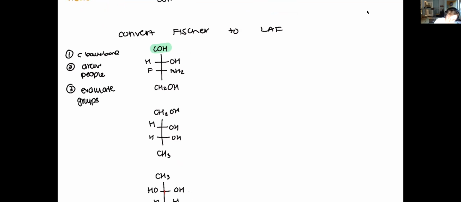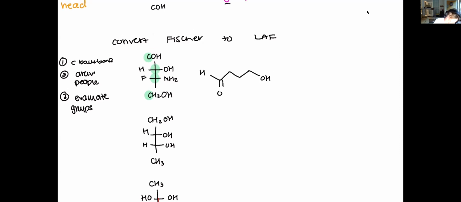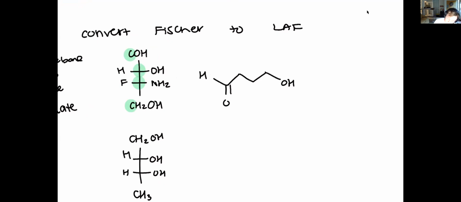So in this case, we have a 1, 2, 3, 4 carbon chain. And on the left, we have an aldehyde. And on the right, we have an oxygen. So now we'll go ahead and draw in our people. And again, we want to take the point of view of the person who has the groups coming at them. So it'll be that carbon where we take the pink and that where we take the red.